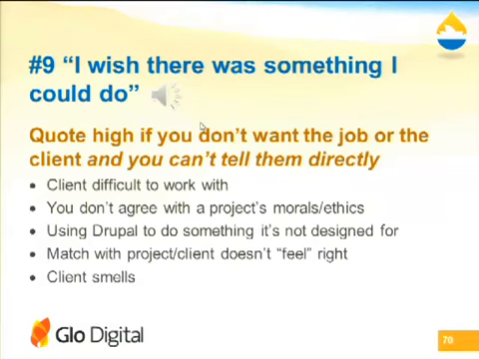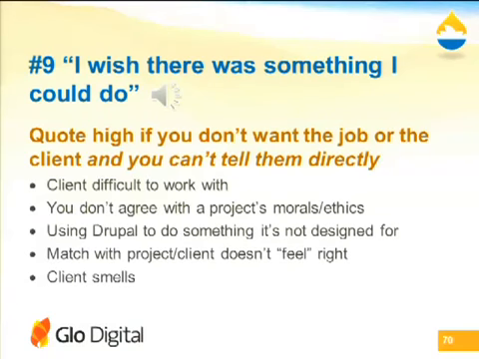Here's a funny one. Quote high if you don't want the job or the client and you can't tell them directly. And there's lots of reasons why you can't tell them directly. Maybe they're difficult to deal with, and you can never tell a client that, really, because they just won't see that. So quote high if you don't want the work. You don't agree with the project's morals.